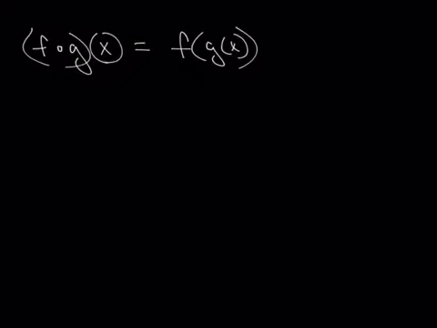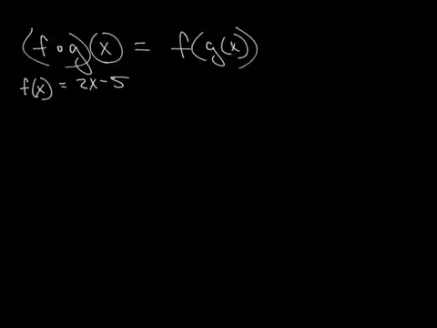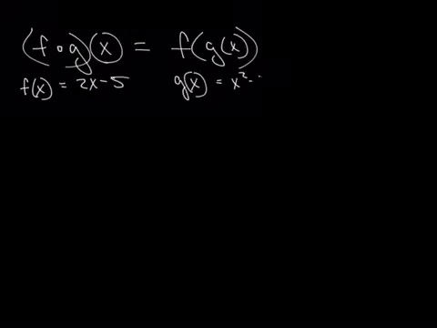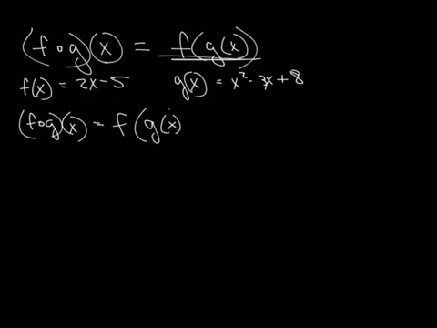Alright, example 5. We have f of x, and that equals 2x minus 5. We have g of x, which equals x squared minus 3x plus 8. And it says find each of the following. Okay, so what they want us to do is find f composite g of x. So what that means is, I'm going to write this again, f of g of x.